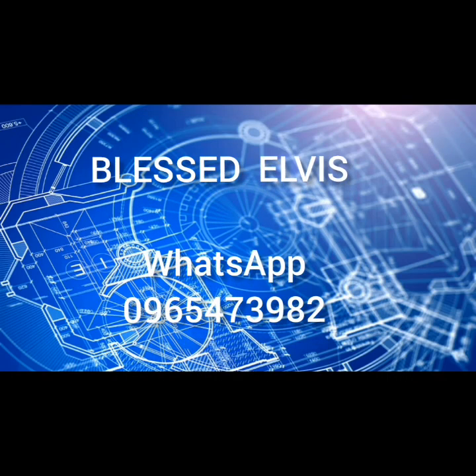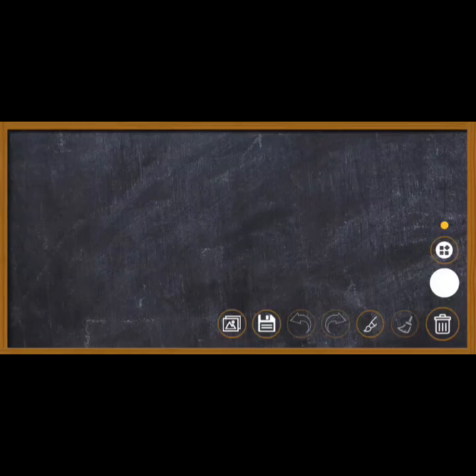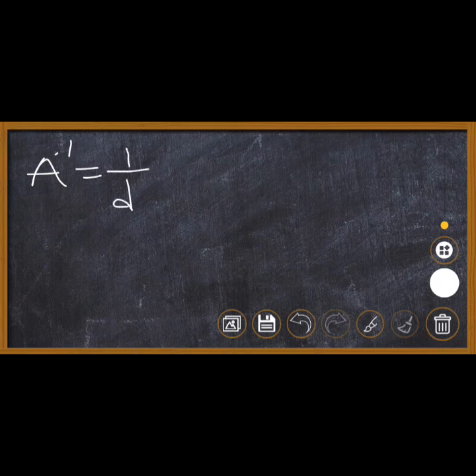This is Blessed Elvis. Okay, so to use the inverse rule to find the unknown values of the given simultaneous equation, it's very wise that we understand how we express this. So we know that the inverse of a matrix, let's say in this case A, is always 1 over the given determinant.